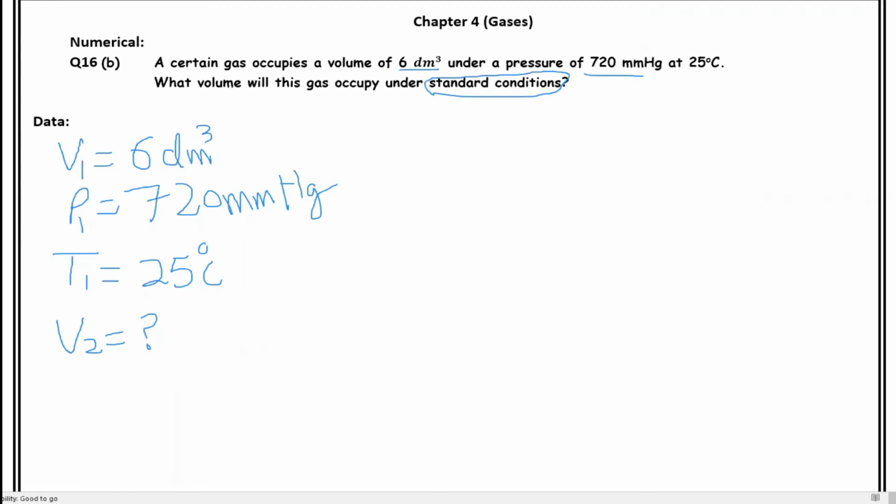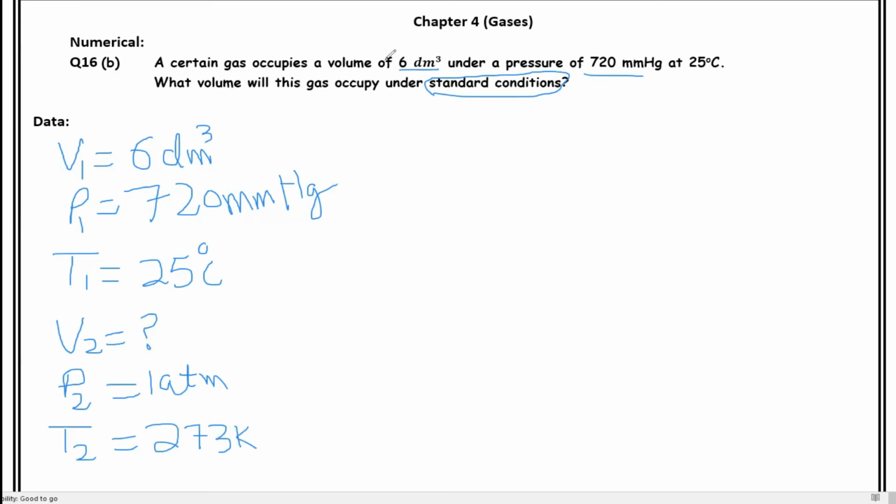Under standard condition, your pressure is always taken in atm. So P2 is 1 atm. And under standard condition, we always take temperature as 273 Kelvins. So first we arrange the data, then apply the formula.